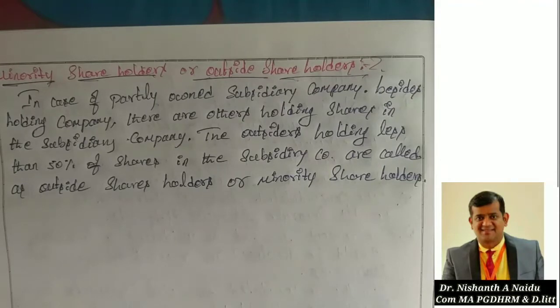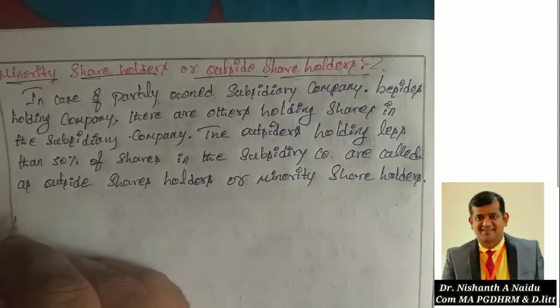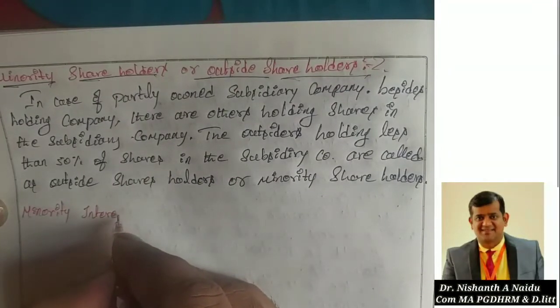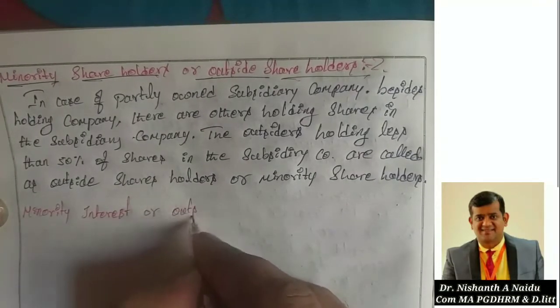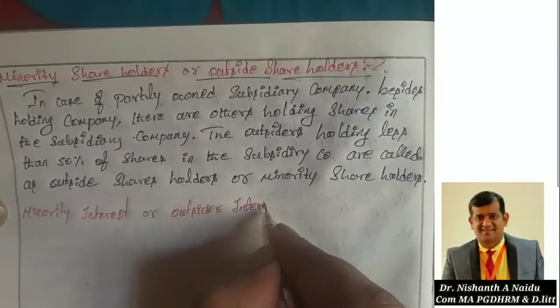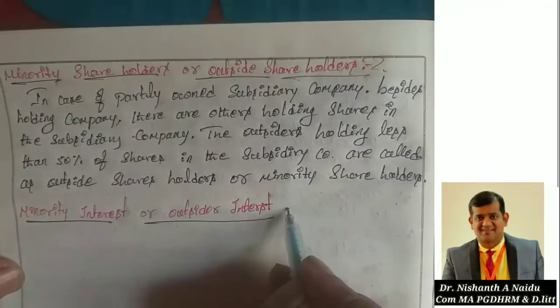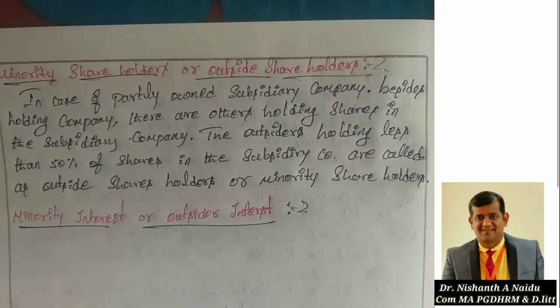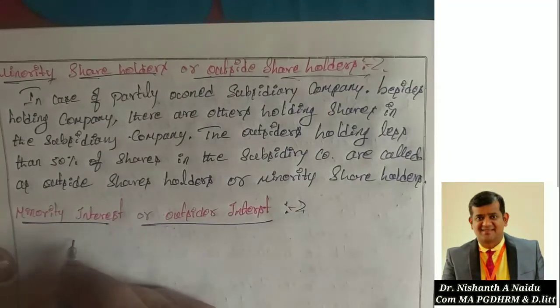So let us understand next, minority interest or outsider interest, what does that mean? So how do we consider that? What is this exactly? See, while preparing the holding company accounts, we use this terminology, minority interest. What is this minority interest? See, the claim, the money which we are supposed to pay to them. So while calculating assets, net assets, we should give some portion to them. So that is what we call a minority interest.